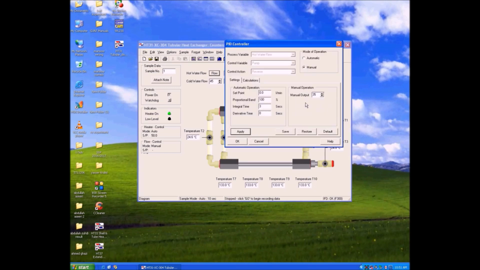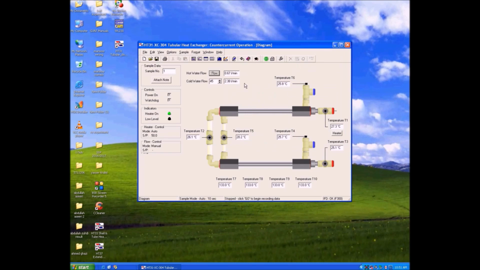Now you can see the water temperature in the tank is starting to increase. So here we use manual, and for heater we use automatic. That is the only difference. Now this is 31 degrees and 27 degrees, 28. So this is the inlet temperature of hot water and this is the outlet temperature of hot water. And now here we can see that 25.8 is the inlet temperature of cold water and 26.3 is the outlet temperature of cold water.